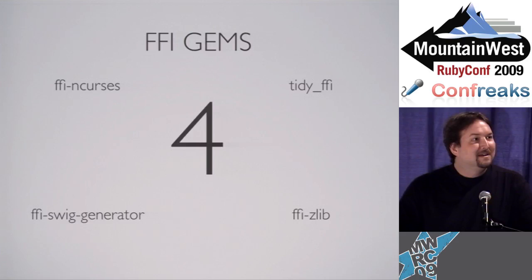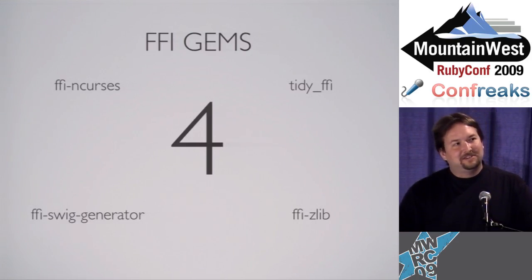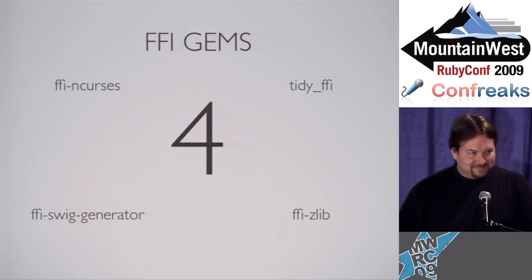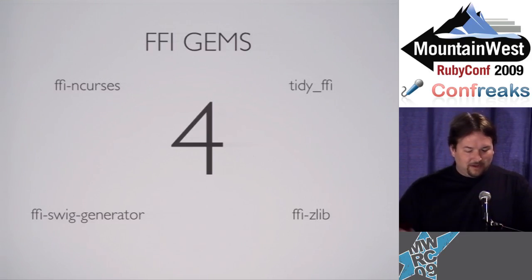The libffi wrapper for OpenGL. Yes, I do remember seeing that one. Apparently, it hasn't reached the gem servers yet. So yes, I saw that one, and I was excited about that one too. So maybe 5 is the correct number. But here they are: FFI ncurses, swig generator, zlib, and one that wraps libtidy, which is kind of cool. I didn't even know about that one. So we've got a good start.